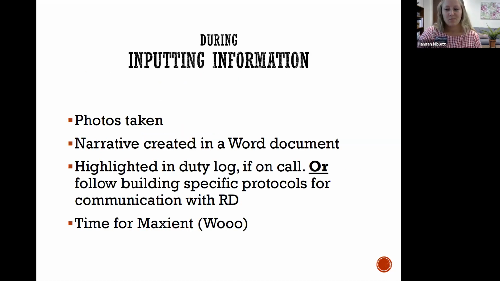So here's your checklist. Were there photos taken? Yes. Was the narrative created in a Word document? Yes. Make sure that it's highlighted in your duty log if you're on call, or make sure that you're following building specific protocol for communication with your RD. If your RD has already explained to you how they best get information from you guys, make sure that you're following that. And then now it's time for a Maxient.